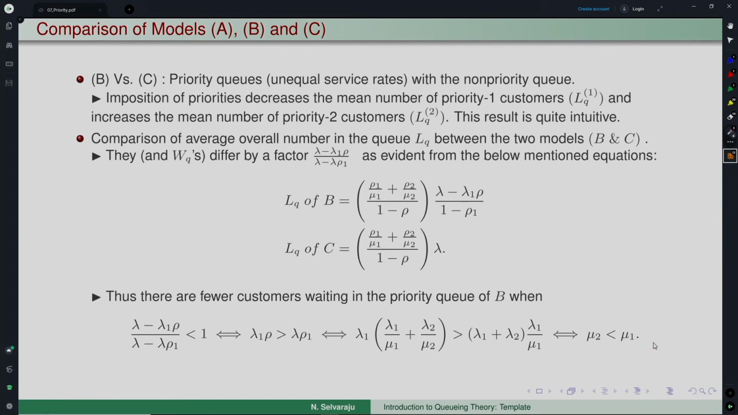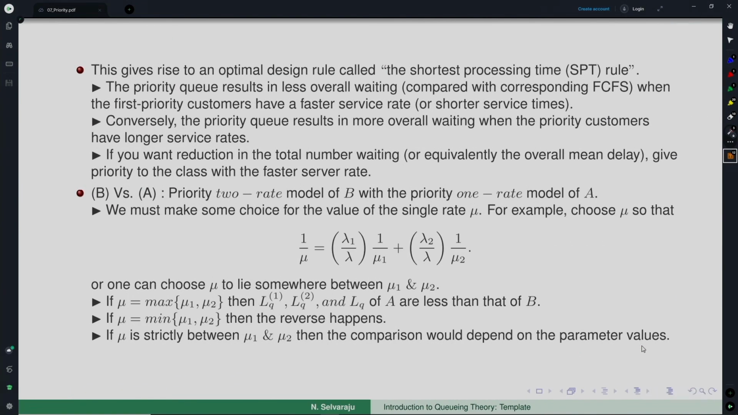So, when does this happen? Mu 2 less than mu 1, that is the finding that you are making in this particular case. Which means there will be fewer customers in the whole system when there is priority, provided this is satisfied, which means that the priority customers have a higher service rate. That is what this means. So, this particular thing gives rise to an optimal design rule, which is called the shortest processing time rule, and this is the basis for this rule.